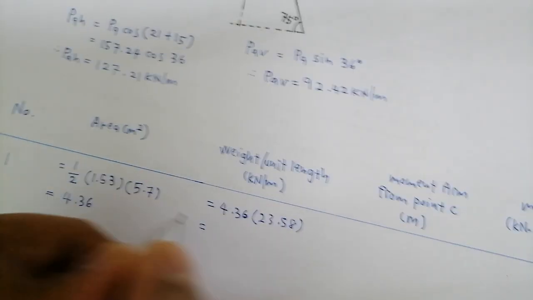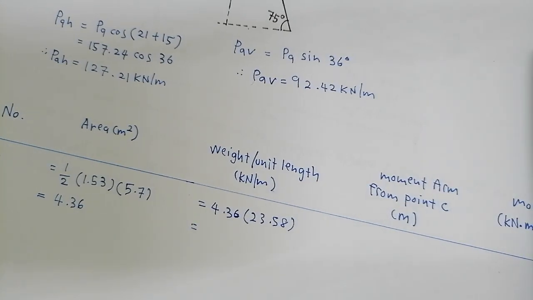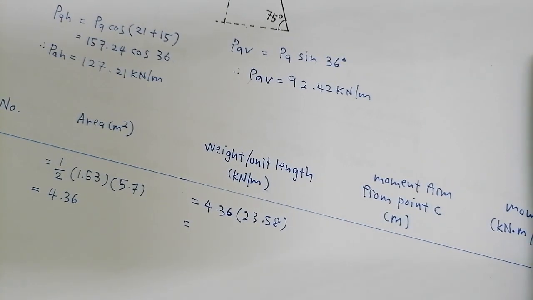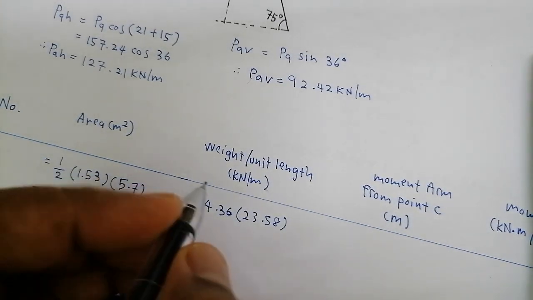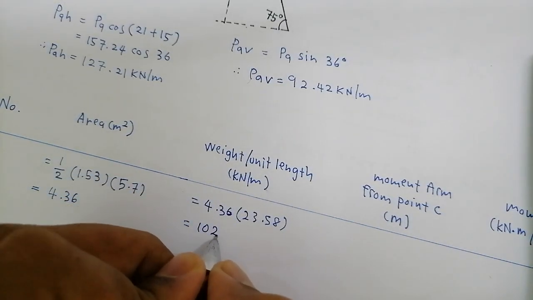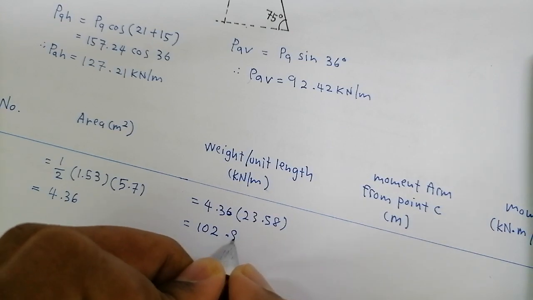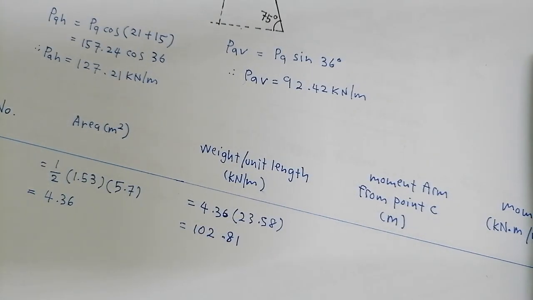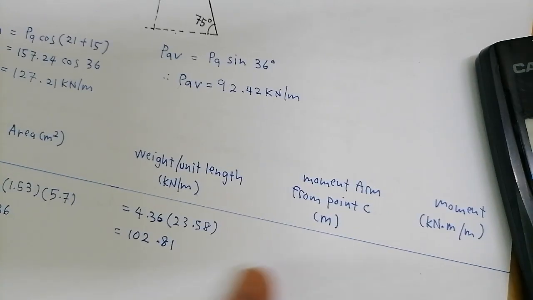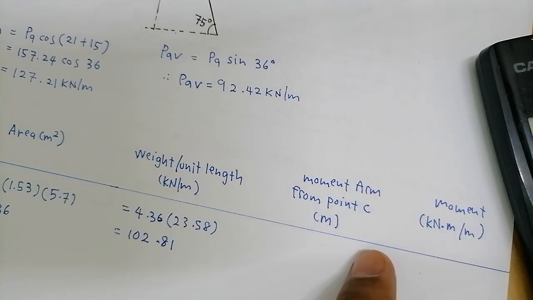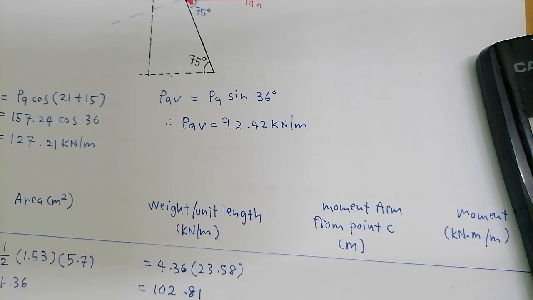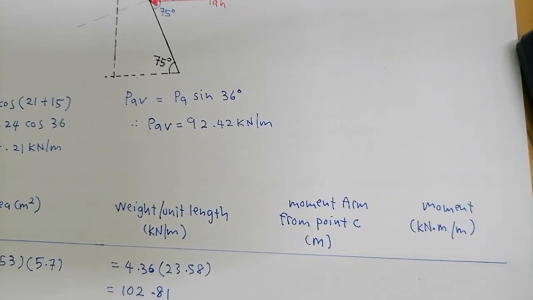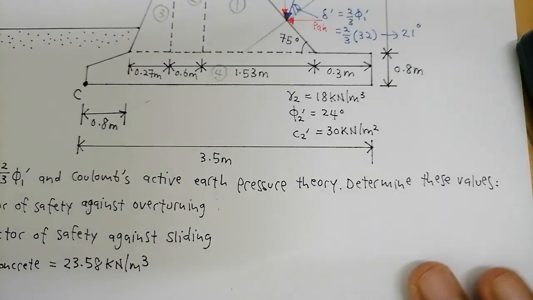23.58. So this equals to, please bear with me, 4.36 times, this is 102.81. Okay, this is column 3. Now column 4, moment arm from point C. Okay, let's shift back to this figure.